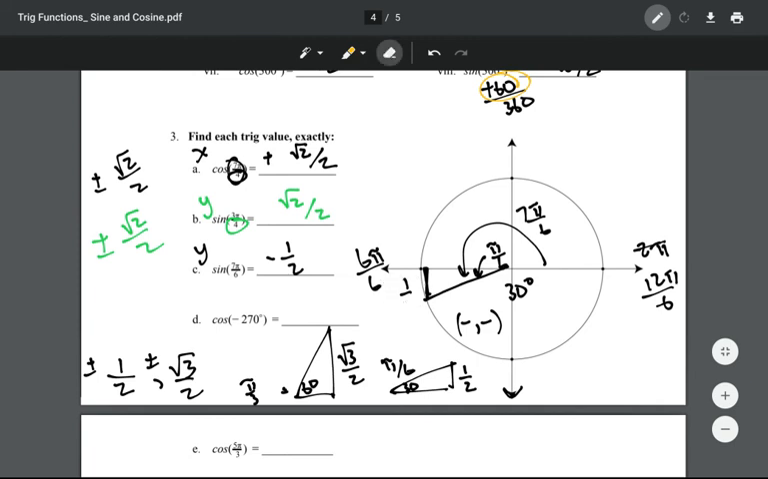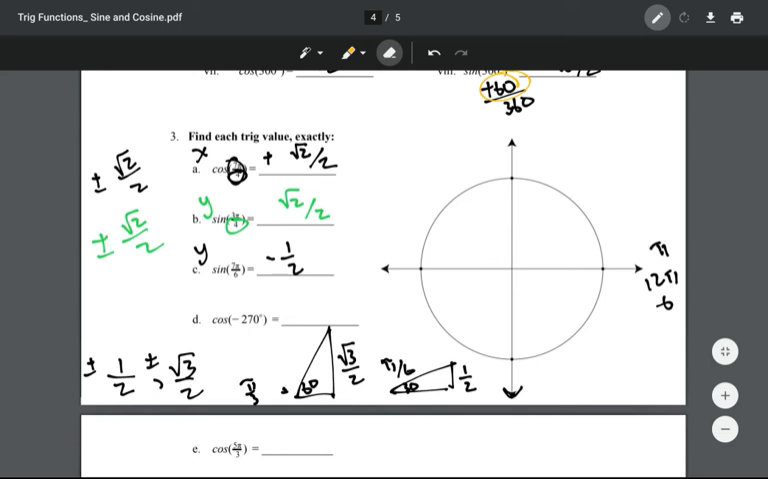Okay, let me erase this. Again, if you need to, pause or rewind and get written down what you need to write down.